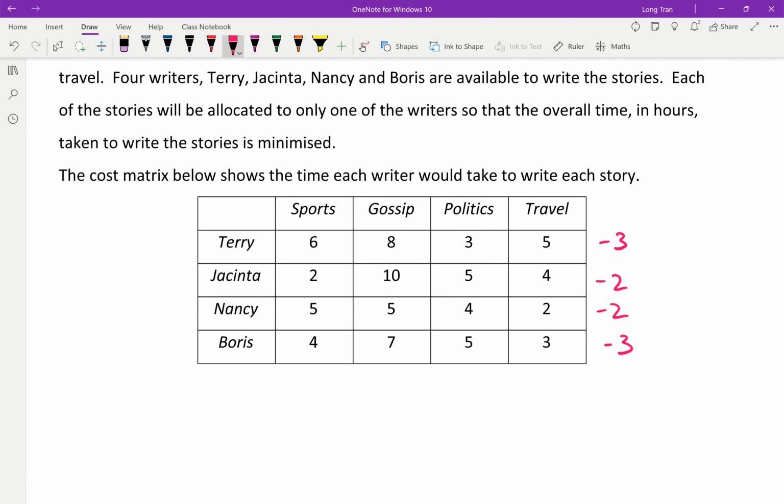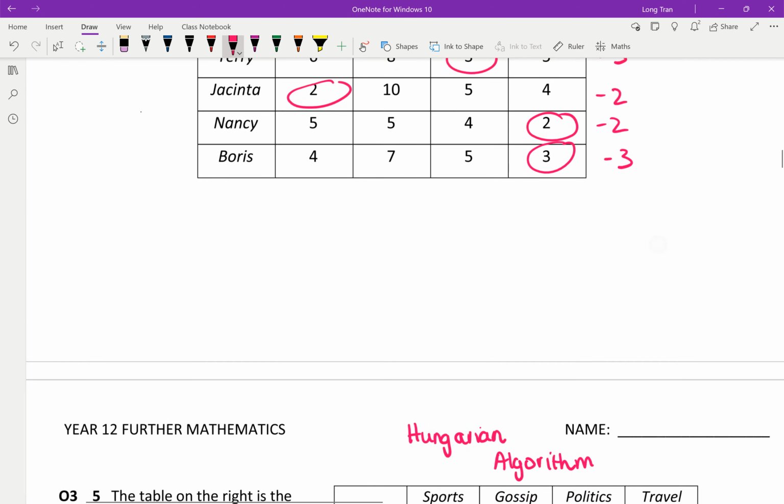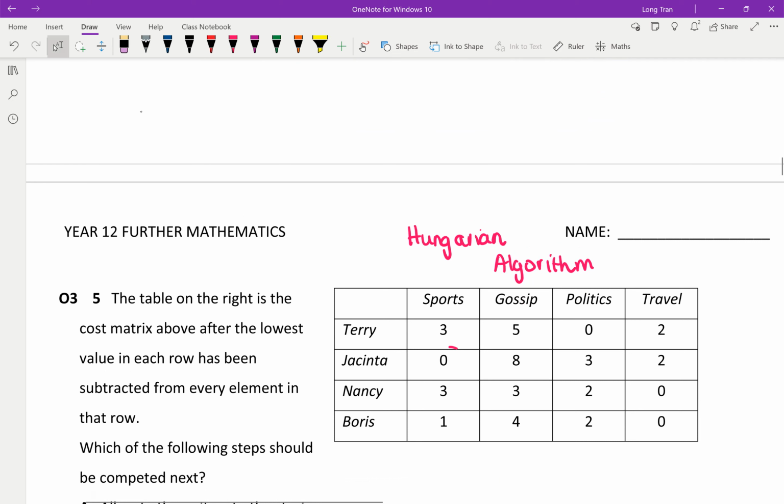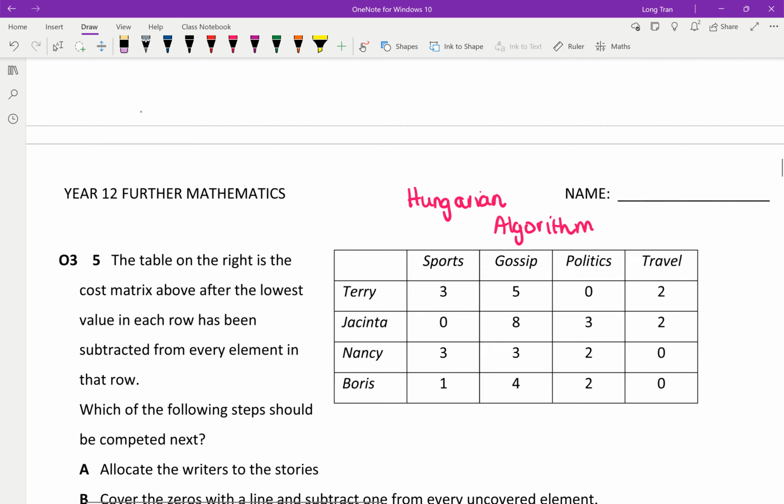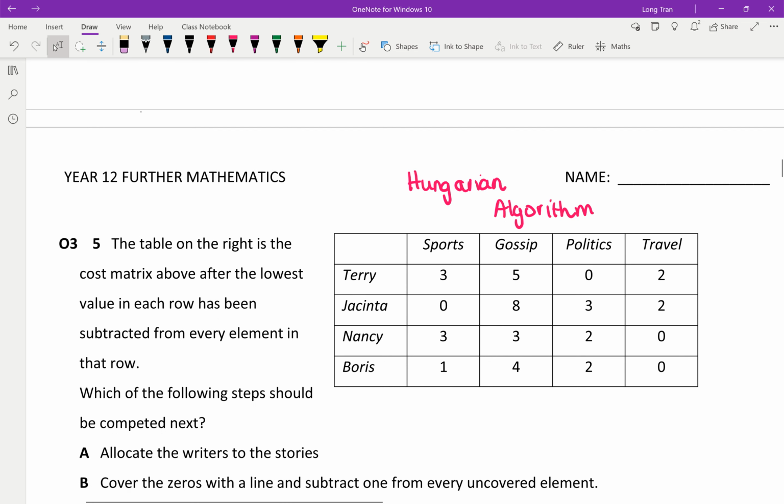So you can see that's why 3 minus 3 becomes 0. 2 minus 2 is 0. 0 here, and then 0 there. And that's what you'll see in this diagram, why they have 0, 0, 0, 0. And all the other terms have been taken away. So what they're trying to say here is the lowest value in each row has already been taken off. Which of the following steps should be completed next?